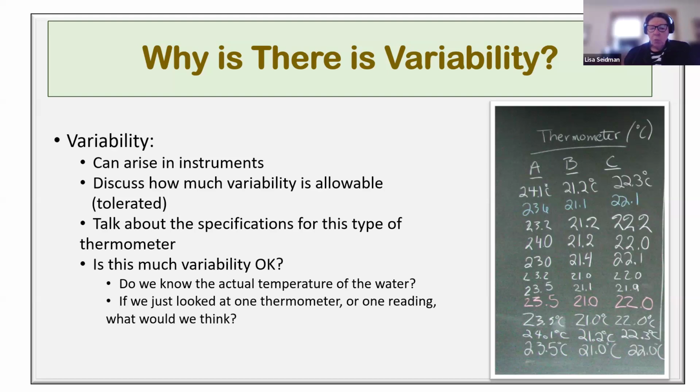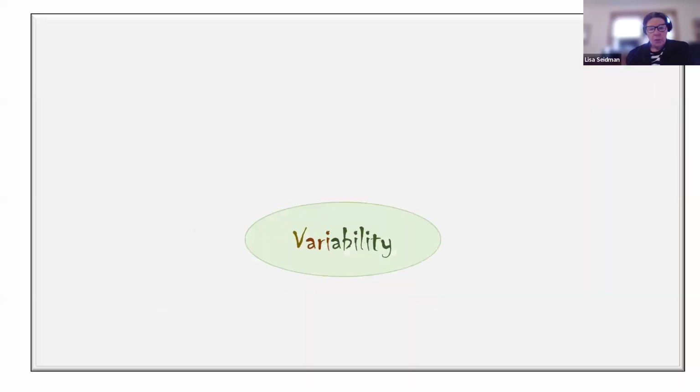And if we just looked at one thermometer or one reading, we might think we nailed it. Like if we just do one reading and we see 21.4, we say, oh yeah, I know the temperature of the water. But actually, in this case, and in the case of measurements, when we have variability, there's also uncertainty. And so we can point out to the students there is uncertainty in our measurements. And this is a really important concept in measurements.